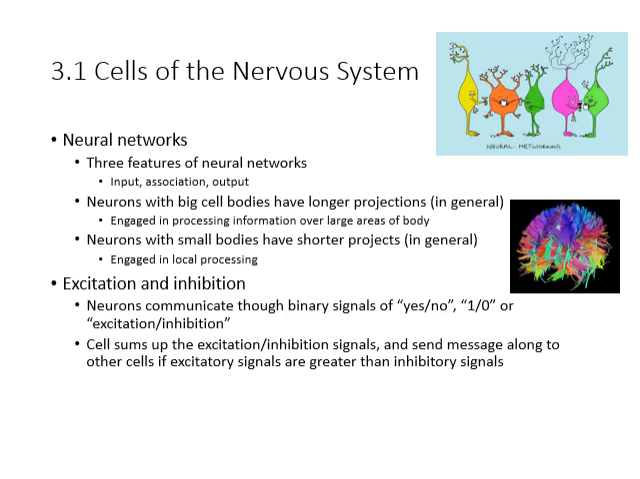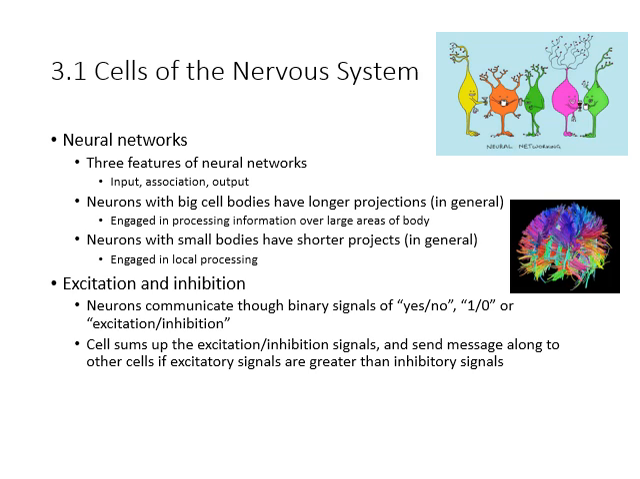The three features of neural networks are that they have input, there's association, so interneurons are working, and they have output. Neurons with big cell bodies have longer projections in general, so they're engaged in processing information over large areas of the body, and neurons with smaller bodies have shorter projections in general, so they're more engaged in local processing, maybe just processing within one area of the brain, for example.